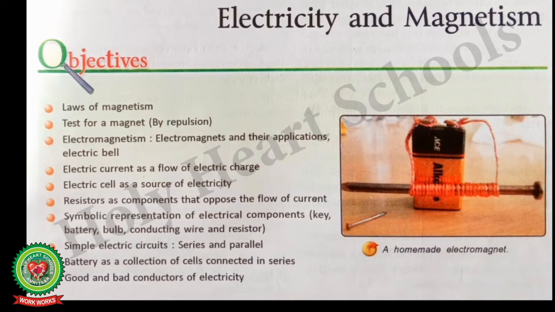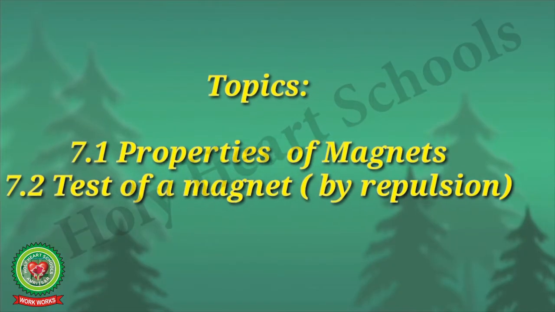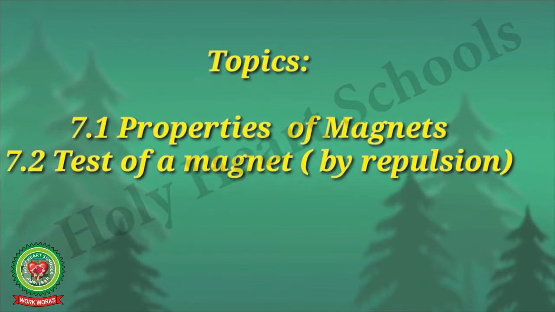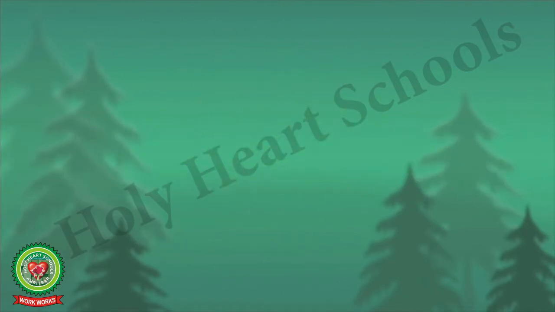We will also learn about electric current as a flow of electric charge, electric cell as a source of electricity, then about resistors as components that oppose the flow of current, symbolic representation of electric components, then simple electric circuits, series and parallel, battery as a collection of cells connected in series, and at last we will learn about good and bad conductors of electricity. Today we will learn topic number 7.1, properties of magnets, and 7.2, test of a magnet by repulsion.